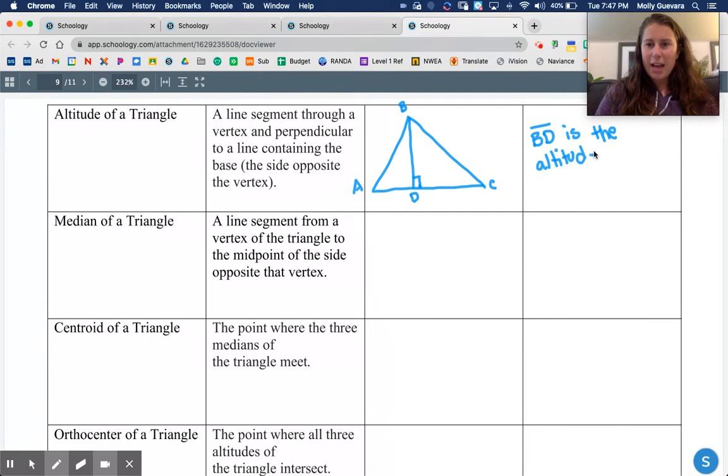And again, I could draw it from A as well, as long as it's perpendicular. Or I could draw it from C, as long as it's perpendicular to that opposite side.